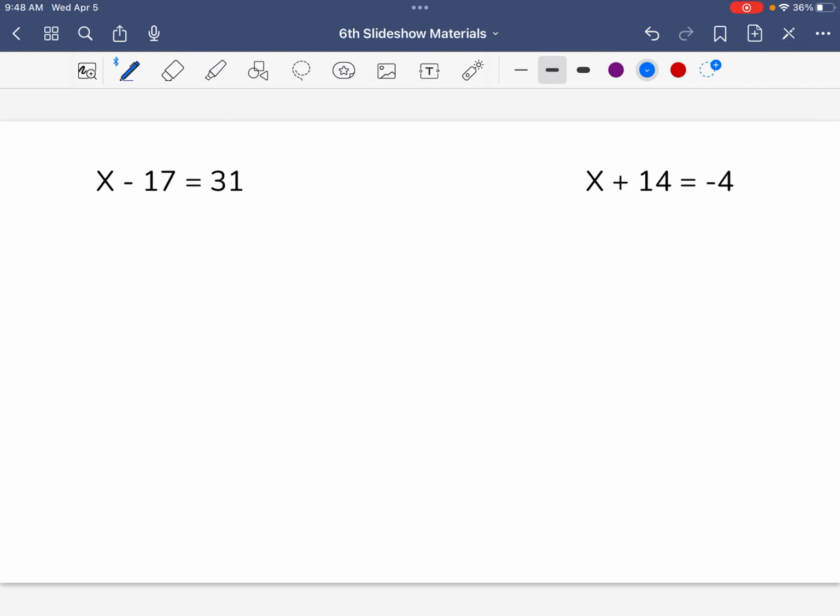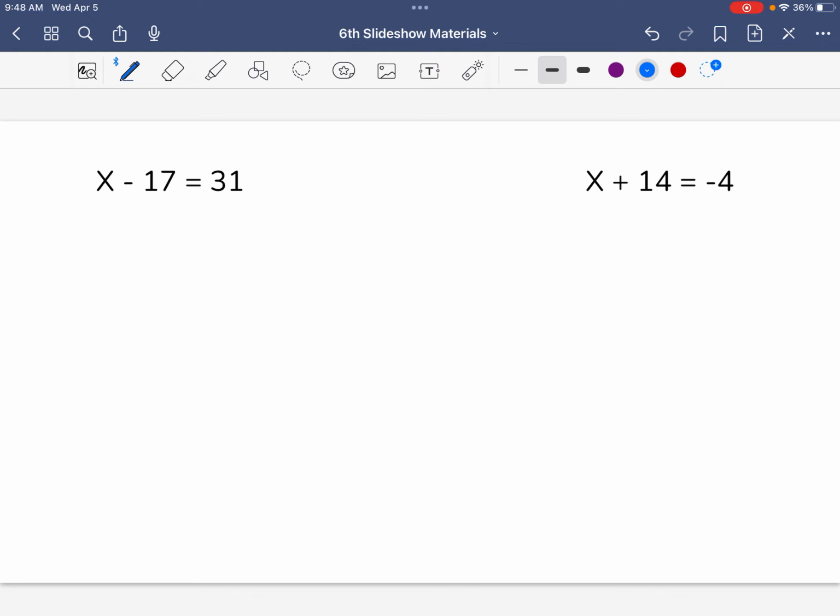Hey guys, today we are looking at how to solve one-step equations, and we're going to use representations like strip diagrams to help us solve them. So we're going to work through a series of 4 problems: one subtraction, one addition, one multiplication, and one division. And then you guys are going to work on your own for a little bit.